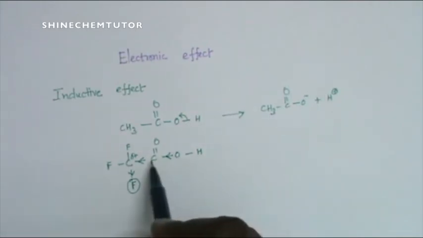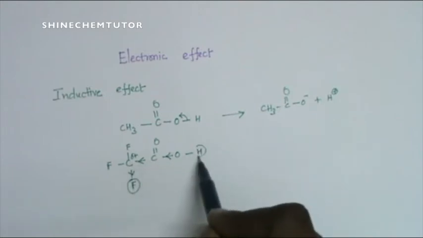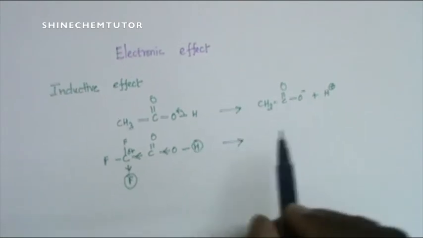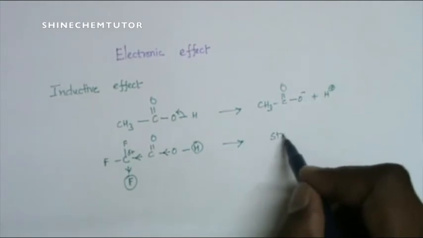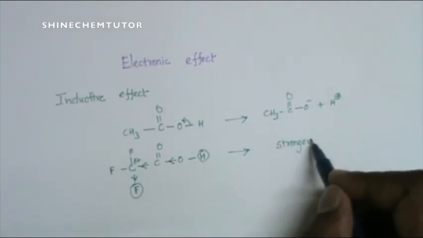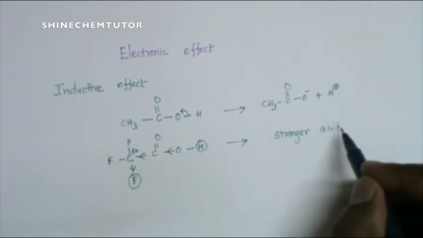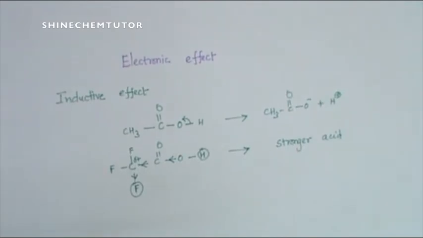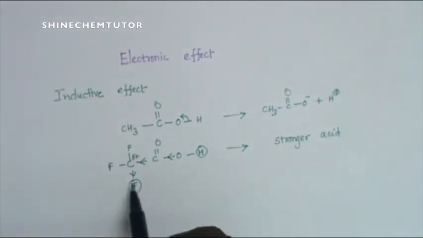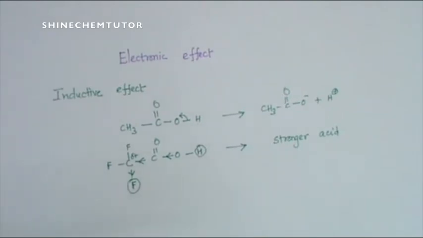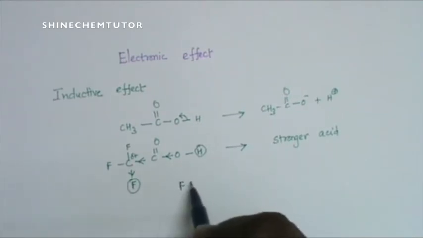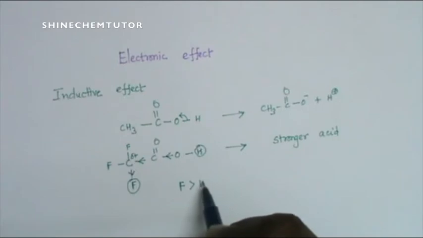Since the oxygen is going towards this side, this H plus will be easily released. Because of that, trifluoroacetic acid is stronger acid compared to acetic acid. Already I mentioned, inductive effect is mainly because of electronegativity. You may know fluorine is more electronegative compared to chlorine.